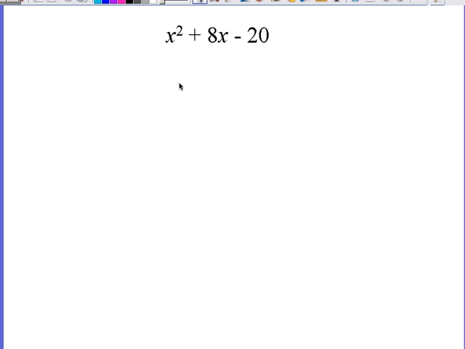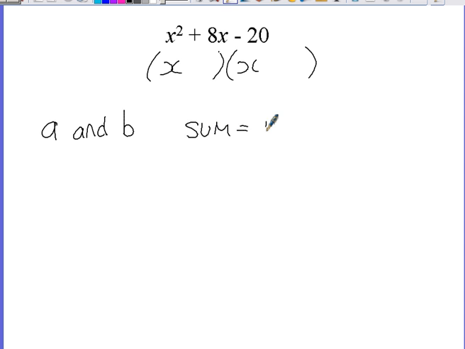Okay, so I hope that wasn't too hard for you. I'm going to go through the answer with you now. So, like we had last time, we always start with our two brackets with x's, because we know we've got an x squared. Now, recalling what we learned at the beginning of the video, I know I need to think of two numbers. I'm going to call them A and B. And I know that their sum must equal 8, and that their product must equal negative 20.